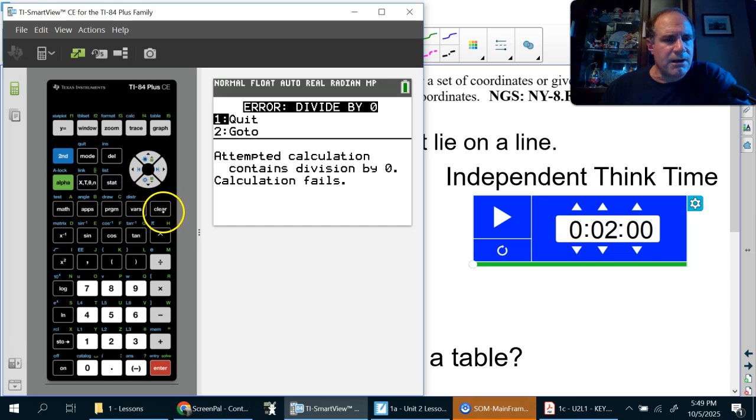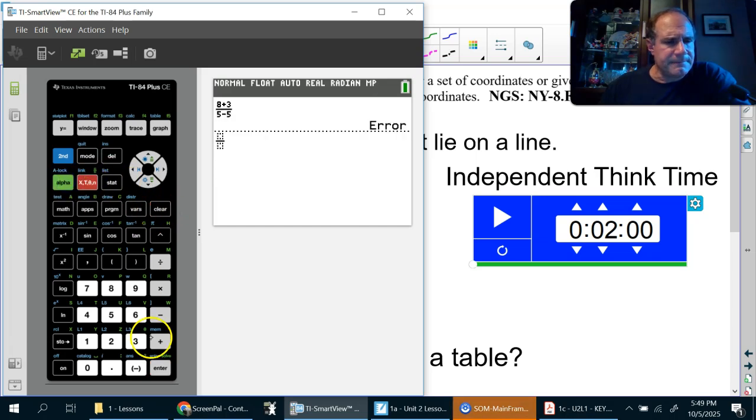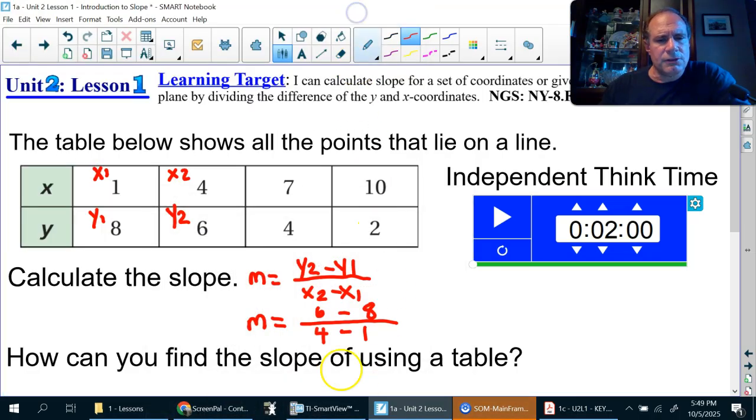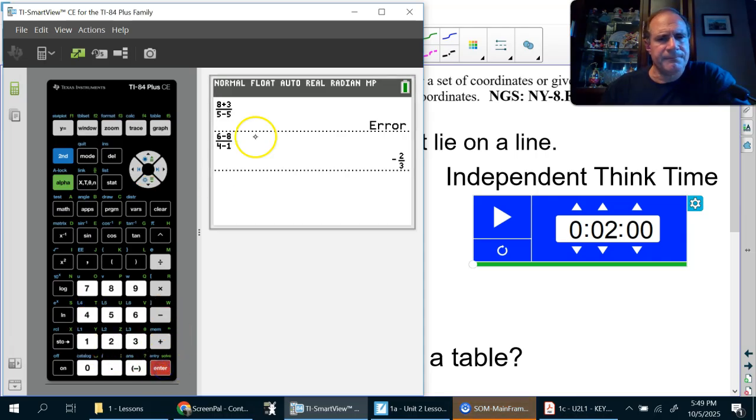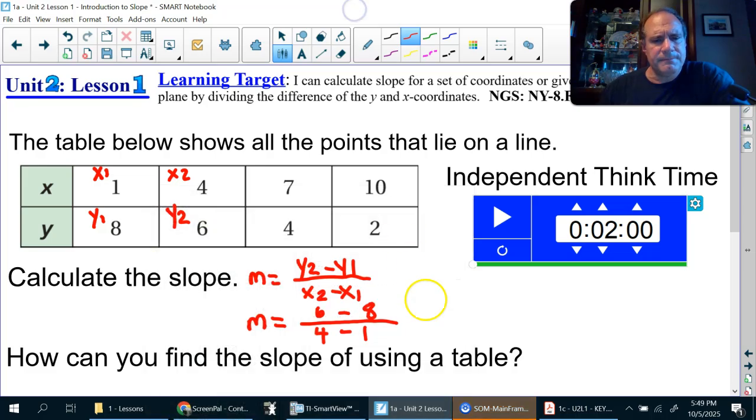Bring your calculator up. 6 minus 8 over 4 minus 1. Let the calculator do it. It is negative 2/3. So the slope is negative 2/3.